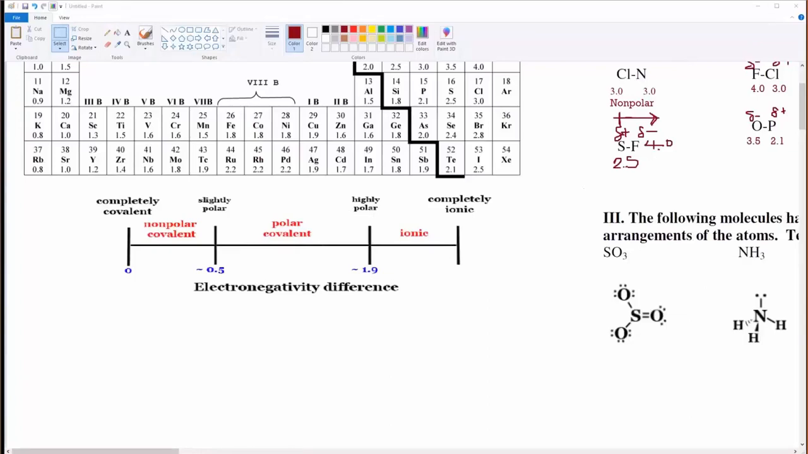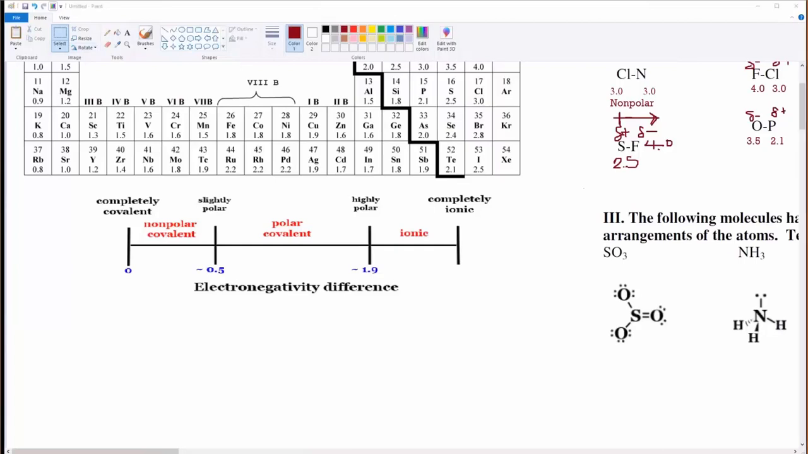Okay, so to be polar, you have to have two poles. And sometimes when you have polar bonds, then they add up to give you two poles in the molecule. And sometimes when you have polar bonds, they cancel out, so you don't get two poles in the molecule. And sometimes you don't have polar bonds, in which case, obviously, there's not two poles in the molecule. So let me give you a couple of examples to see what I'm talking about.